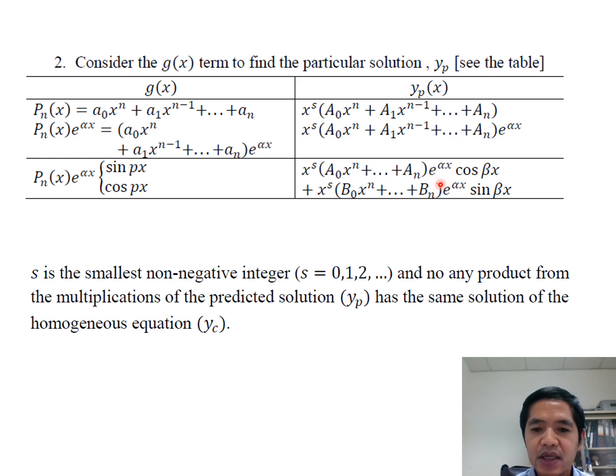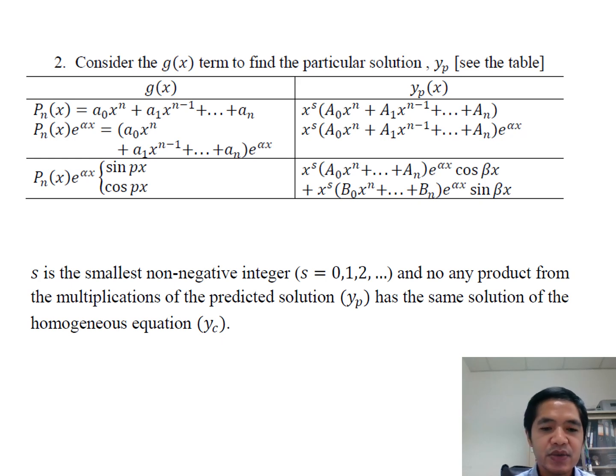And this one times cos beta x plus x to the s again, the polynomial form, times exponential form, and sine. And don't forget, whenever you see sine or cosine or both, you have to use both cos and sine in the yp. Then you have to solve to get the constants a0, a1, until an from the yp, and you're going to get the final result of the non-homogeneous equation.